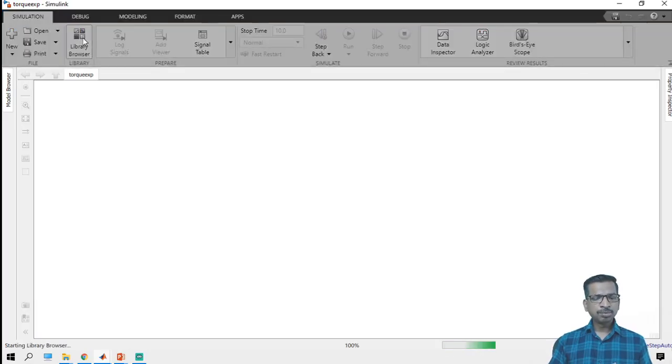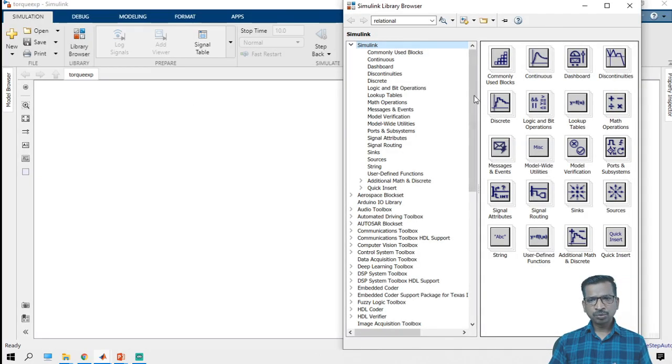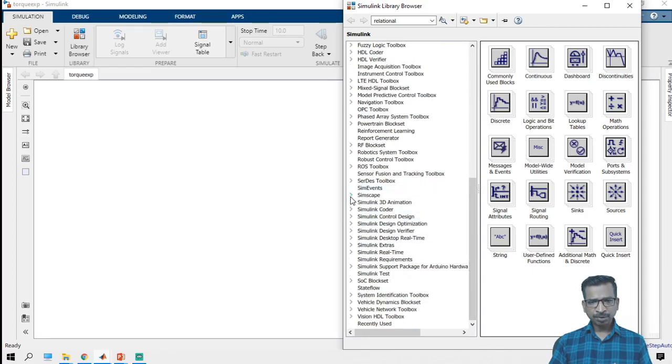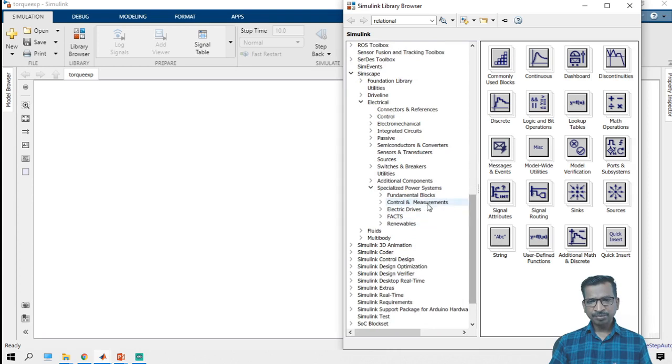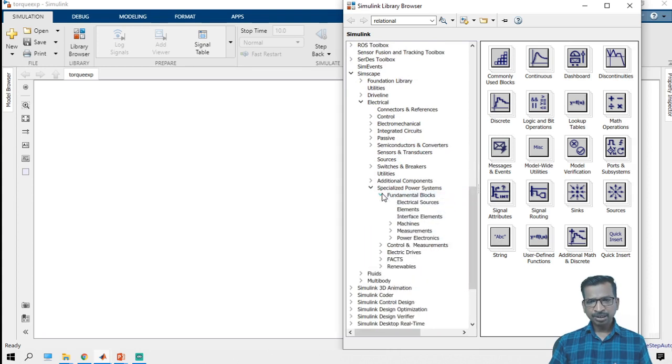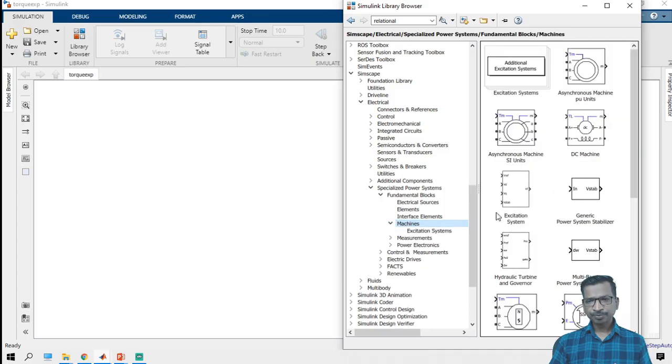So just open the library browser and go to the Simscape block. Here you can get all the models. In the electrical segment, go to Specialized Power Systems, and here are the fundamental blocks. Just take machines, take a DC machine.